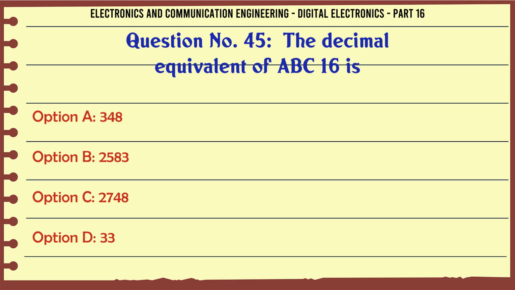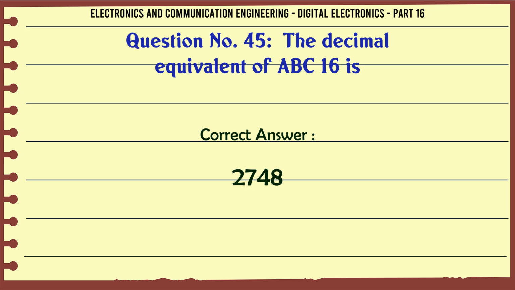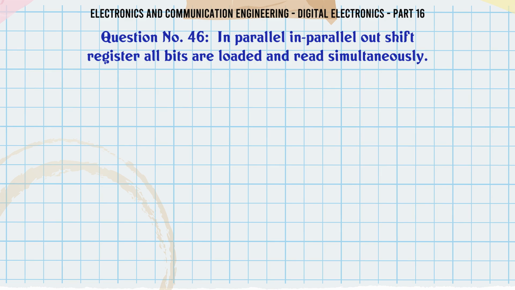The decimal equivalent of ABC in base 16 is A. 348, B. 2583, C. 2748, D. 33. The correct answer is 2748.